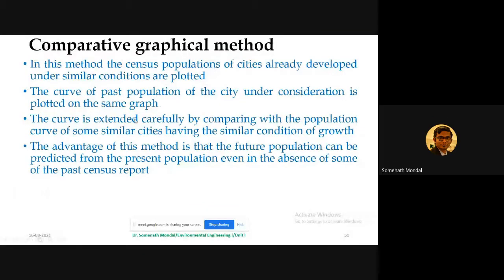So, as we were discussing last week about different forecasting methods for population, the last one we discussed was the decreasing rate of growth method. In today's class we'll be discussing another graphical method, that is the comparative graphical method. This method is very interesting because it requires some analytical mind to get the best possible prediction or forecasting.